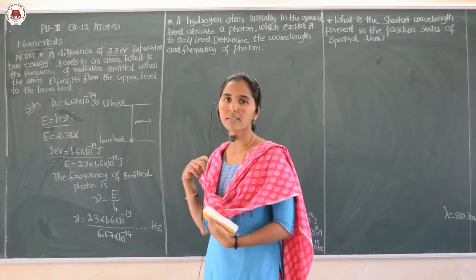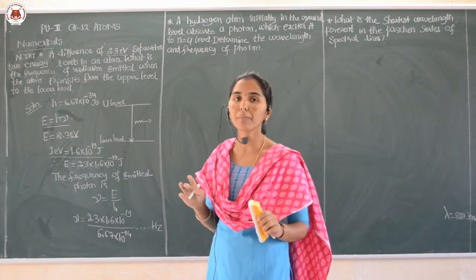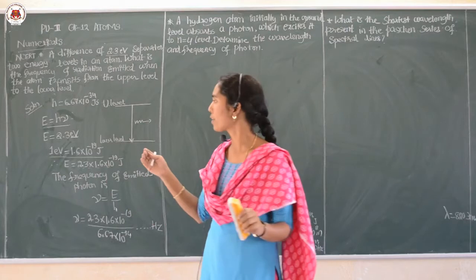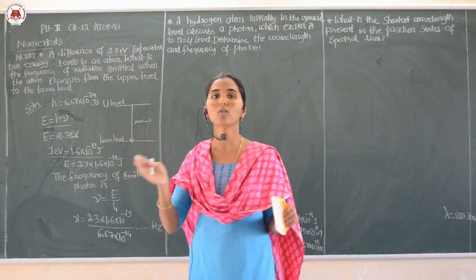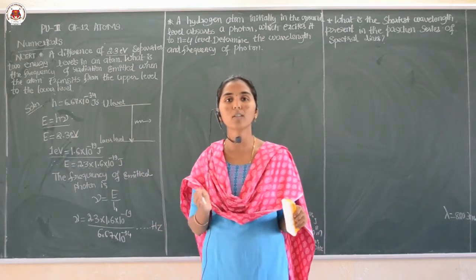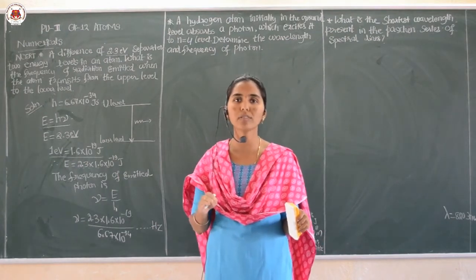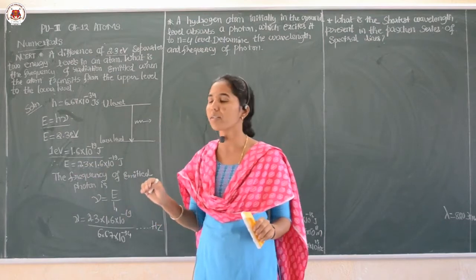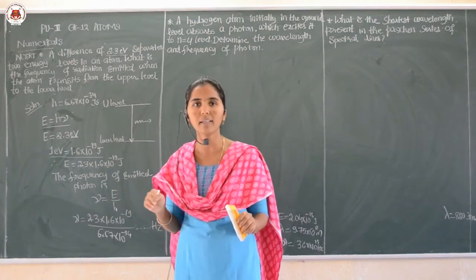Very simple example they have given, but remember when such a frequency or the wavelength is asked, whatever energy is given in electron volt, you need to convert that into joules by using the value that 1 electron volt is equal to 1.6 into 10 raised to minus 19 joule.